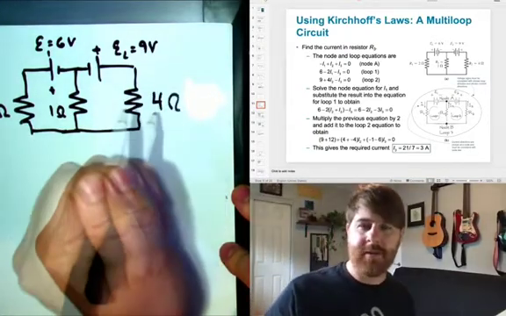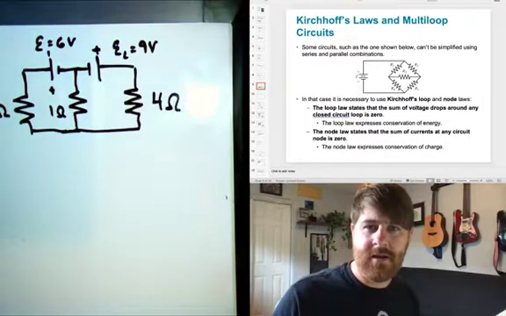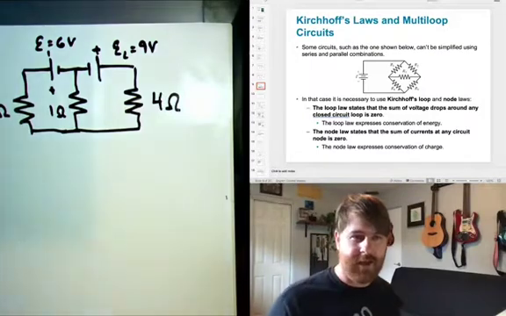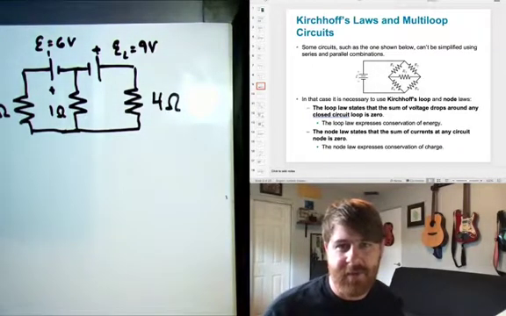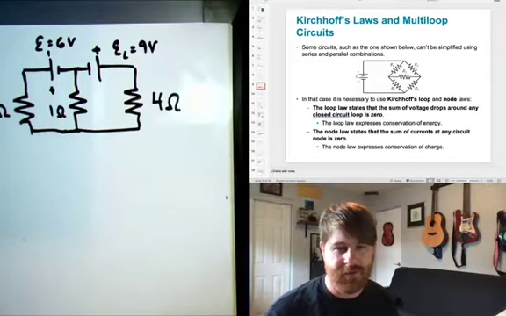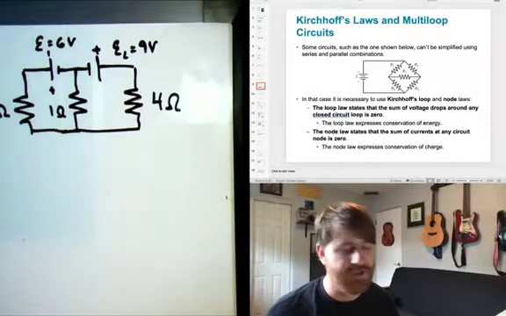Wait, did I talk about the node law already? Kirchhoff's loop law. Oh, and I haven't mentioned the node law yet. I'm sorry. So let me go back and mention the node law. The node law states that the sum of currents at any node must be 0. Charge does not pile up arbitrarily in a circuit. So that means that if you have charge flowing in, that must be equal to the charge flowing out.